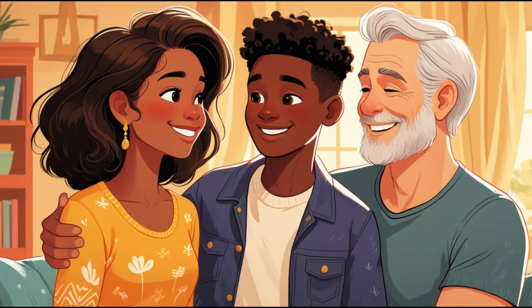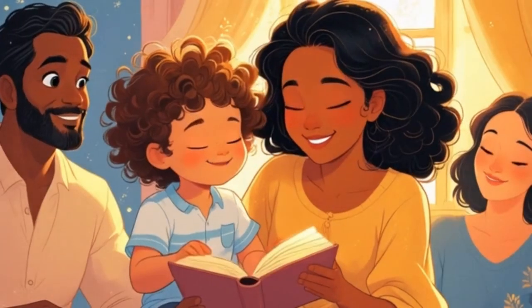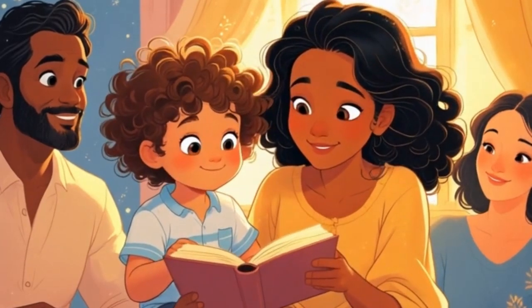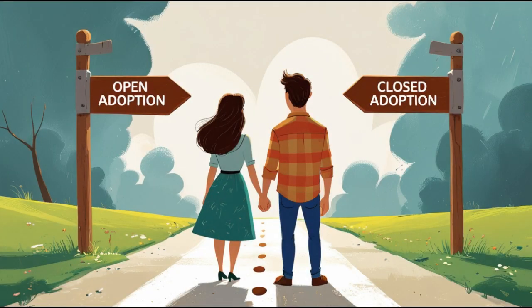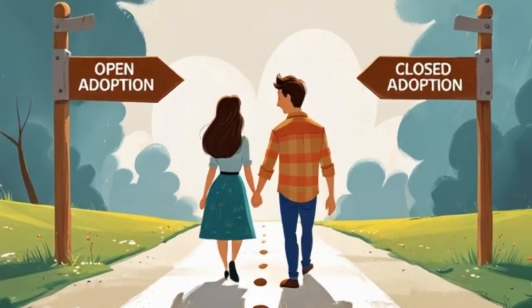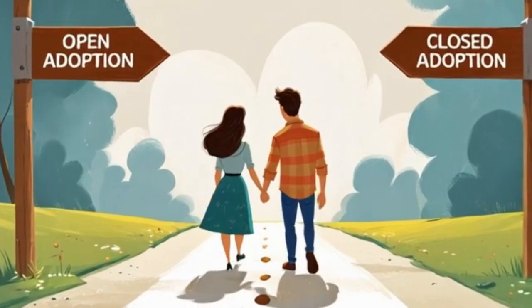Open adoption allows for connection and communication, giving children access to their biological history. Closed adoption provides privacy and closure, creating a fresh start for all involved. There is no one-size-fits-all approach. What matters most is finding the right path for your family and the child you welcome into your home.